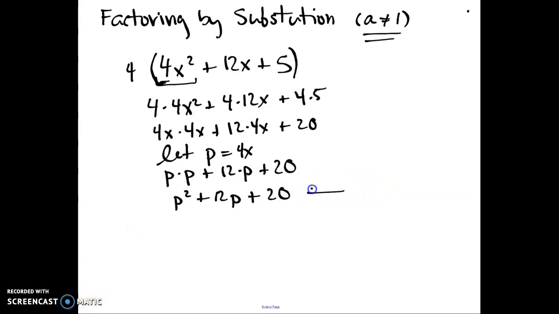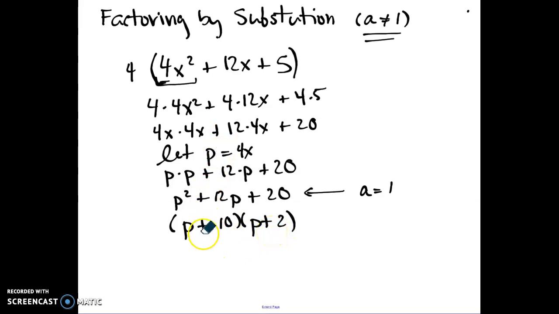At this point, we have a quadratic trinomial with a coefficient of a equals 1. By multiplying by this a, I've forced my problem to look like one of these simple factoring trinomials we've been working on. So I would look for two factors of 20 that add to 12, and I could find p plus 10 times p plus 2. Checking that out, I'd get p squared plus 2p plus 10p plus 20, which goes back to here. So this gives me a chance to factor it using that simple strategy.